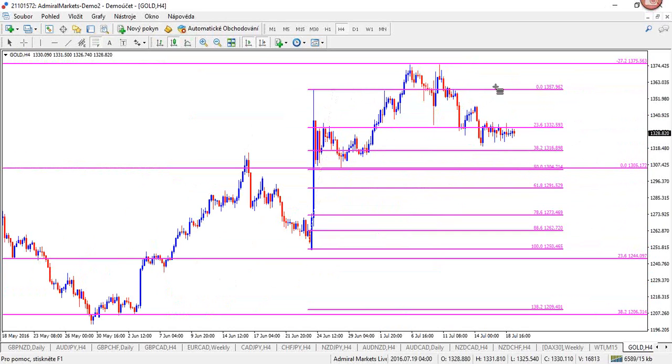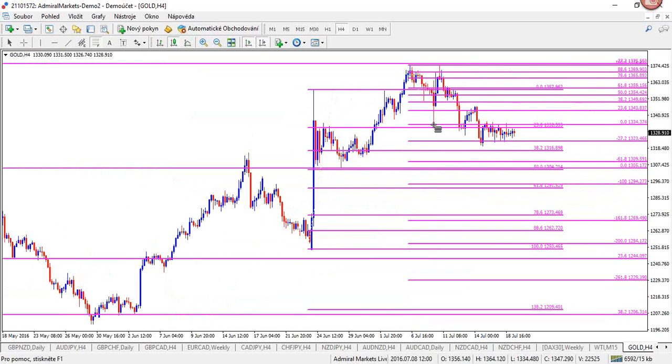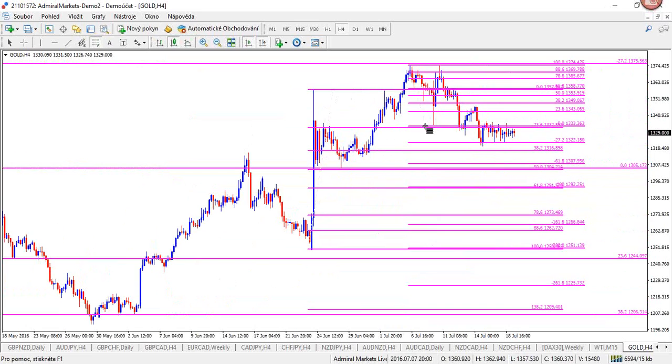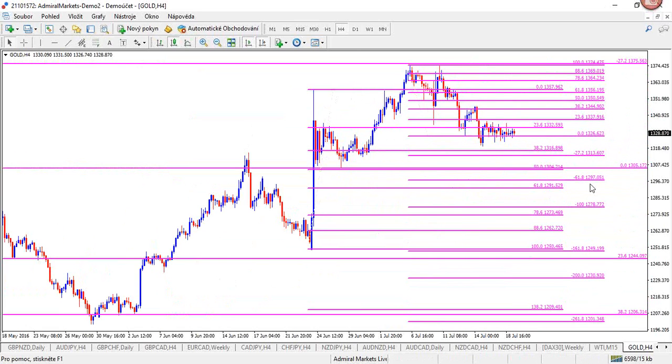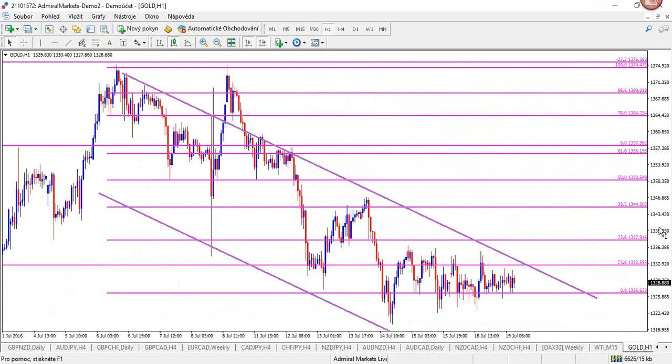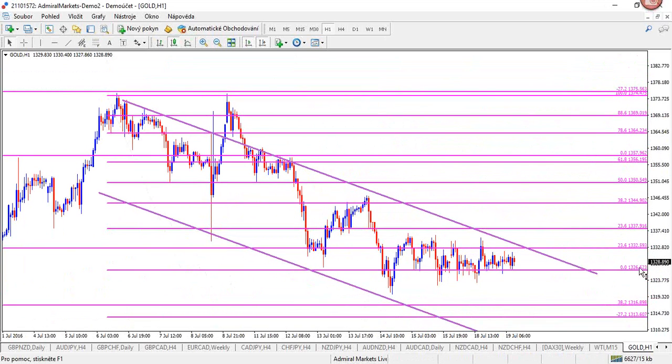Let's put a fib on the correction as well. And we see a minus 61.8 target pretty close by as well, depending on how we fib it. 1305, that looks like a sweet spot there. Oh, let me put a channel. It's not the best channel, but I think it shows you roughly how price is moving down.